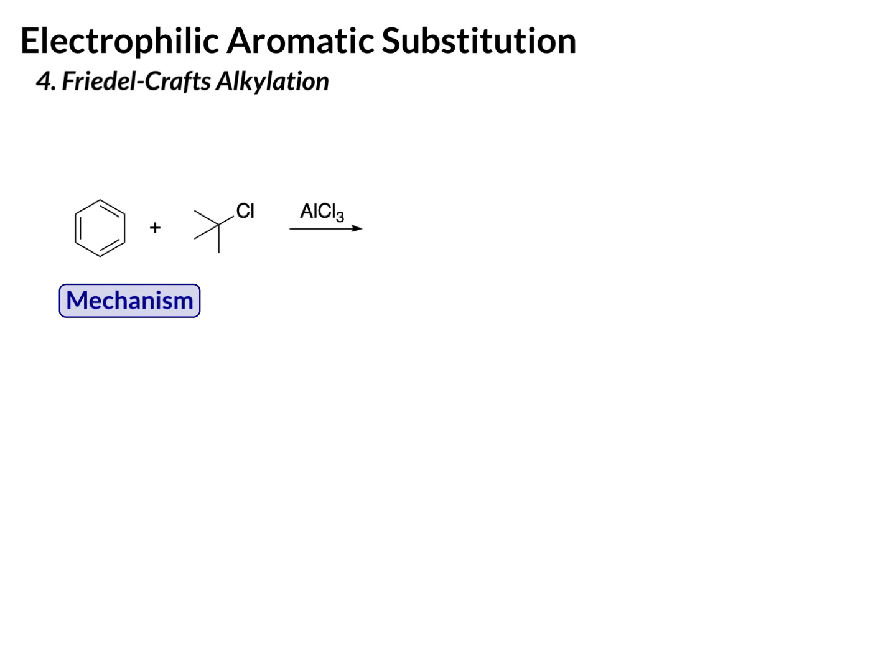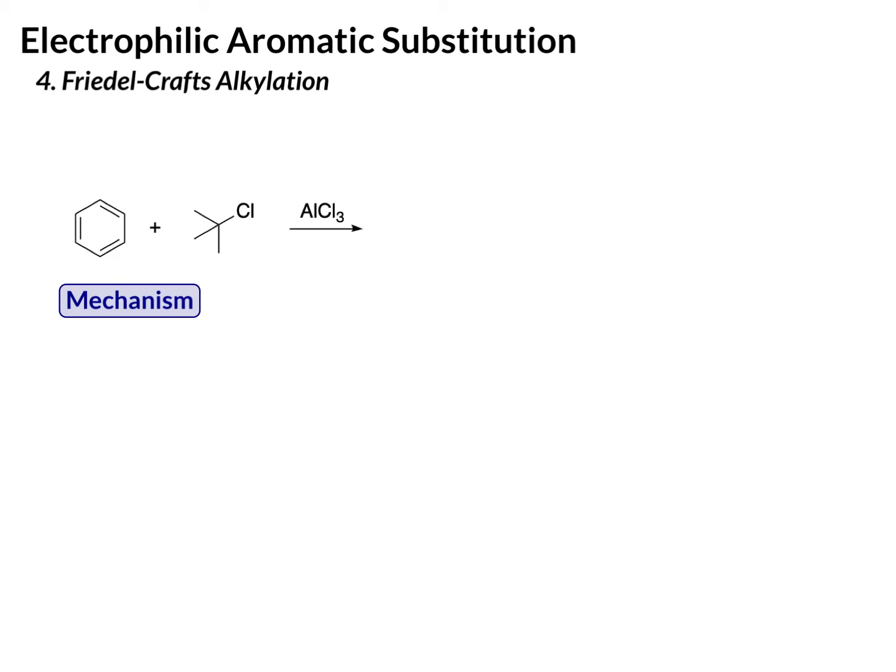So far, we've looked at ways to add a halogen to the ring, a nitrogen to the ring, and a sulfur to the ring. But we haven't seen any ways to add carbon to the ring, and in organic chemistry, being able to form carbon-carbon bonds is extremely important. This next reaction allows us to do just that.